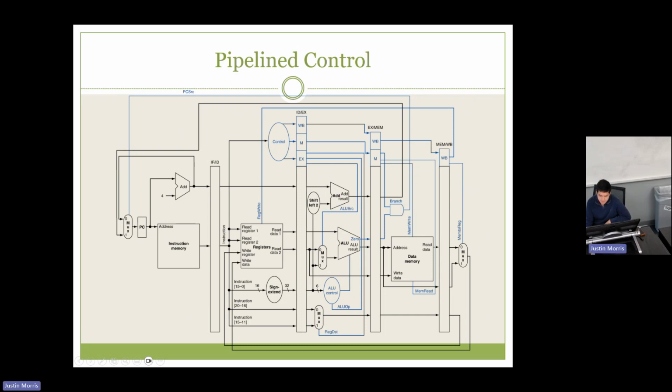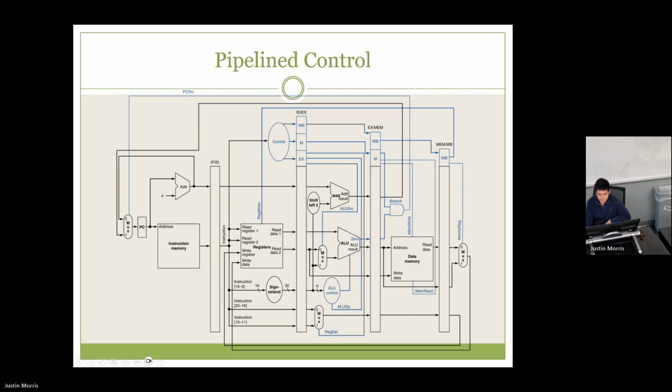And then same thing in memory, I'm consuming, do I need to write? Did I need to read? Am I a branch? And if I am a branch, was the zero flag also zero? And then that would be used to change PC. And then I'm done with these controls.